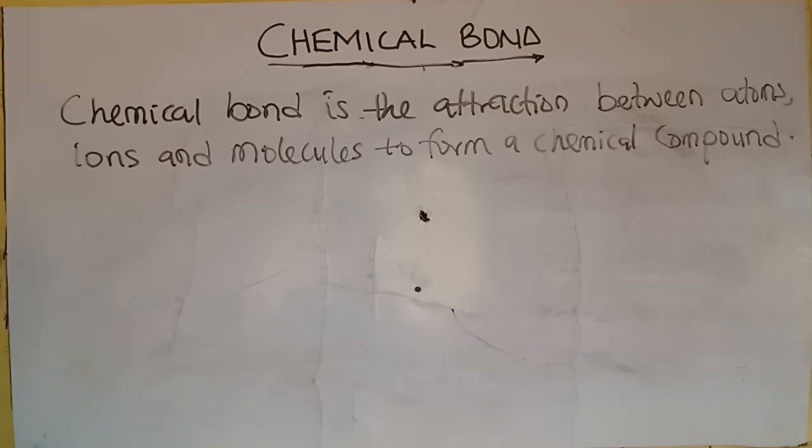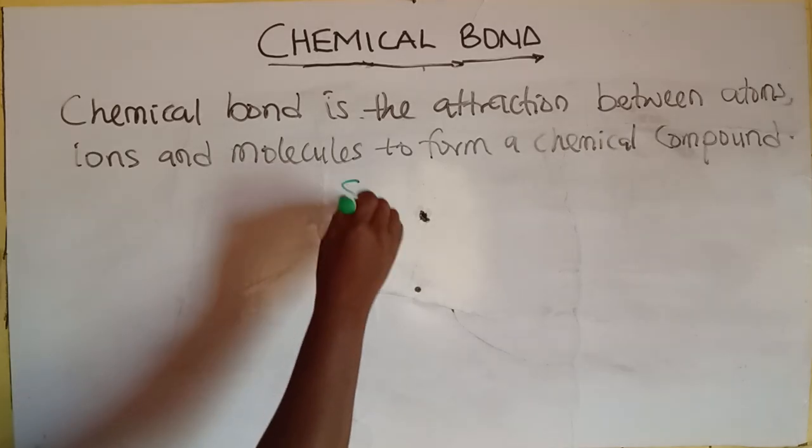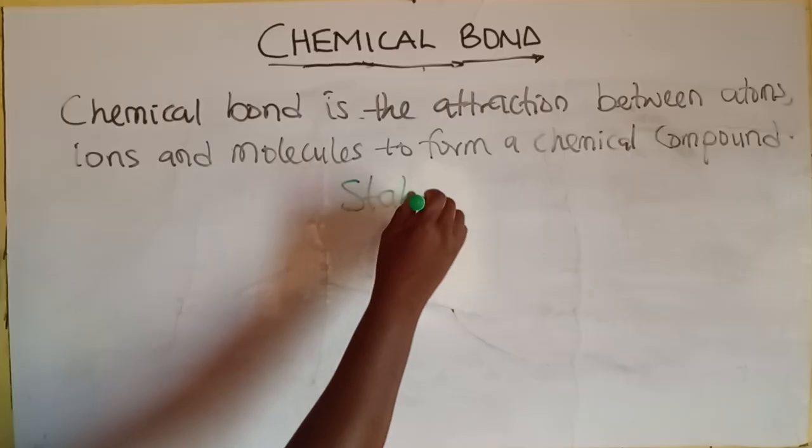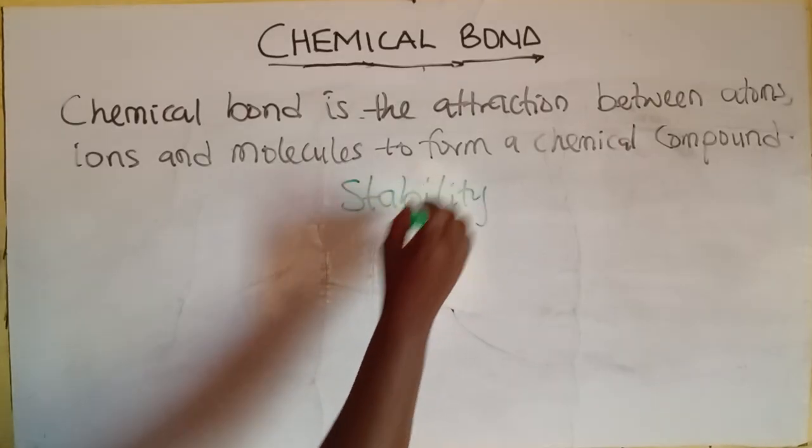Now the question is, why will elements undergo chemical bond, chemical combination? Why would they want to form chemical bond with other elements? Because they want to attain stability. Who doesn't want to be stable?